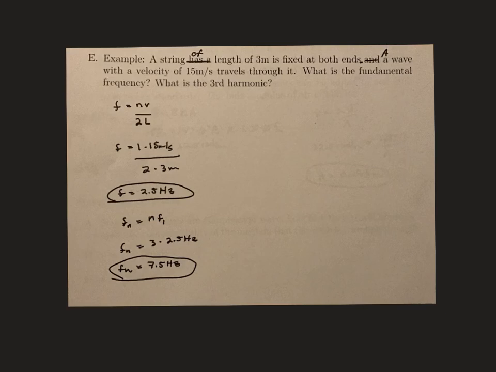In this example problem, we have a string of length 3 meters that's fixed at both ends. A wave with a velocity of 15 meters per second travels through it. What is the fundamental frequency? What is the third harmonic?